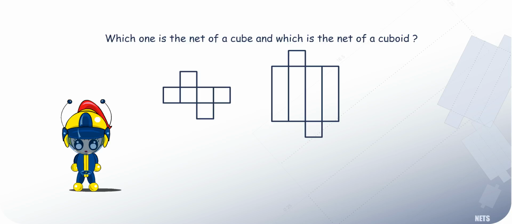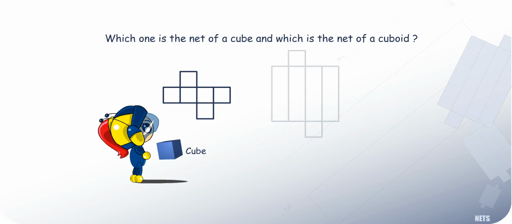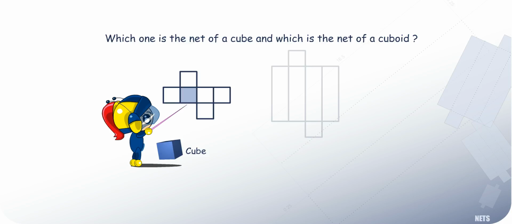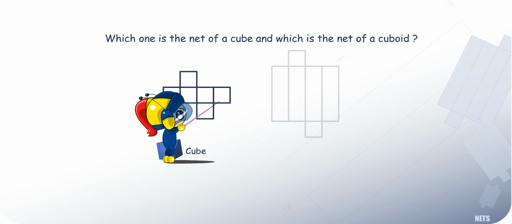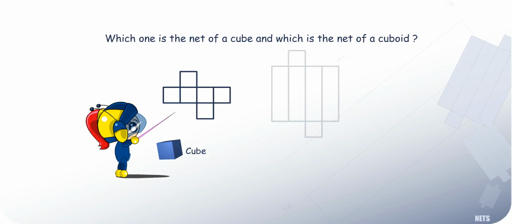I can try. This is a cube. To help me find its net, I have to count the number of surfaces it has. 1, 2, 3, 4, 5, and 6. I also know that the sides of a cube are of the same length. I know. This must be the net of the cube because it is made up of 6 squares.